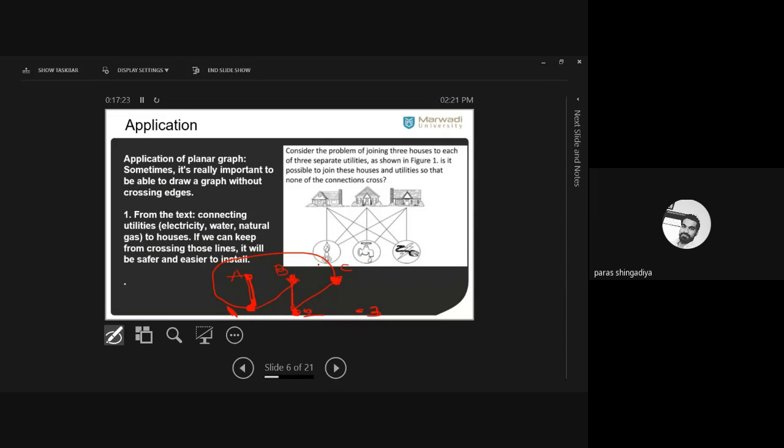If I remove one of the houses, let's take only 2 houses. Let me delete one. Now you have 2 houses with 3 utilities. Now it will be possible. It will be possible for 2 houses without crossing over an edge. How will it be possible? Let's check.